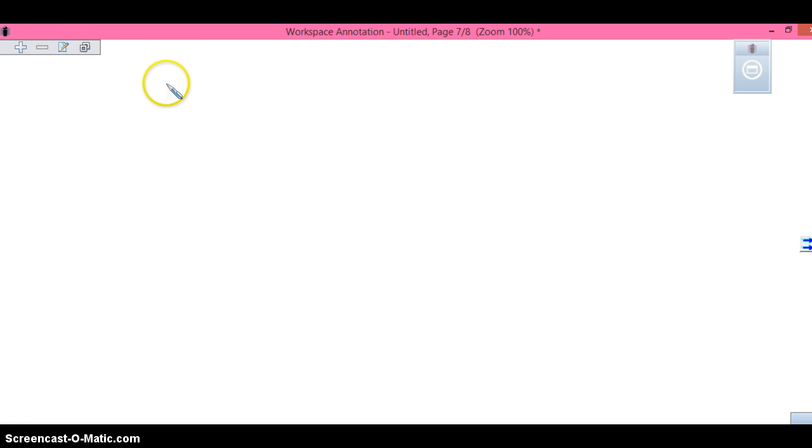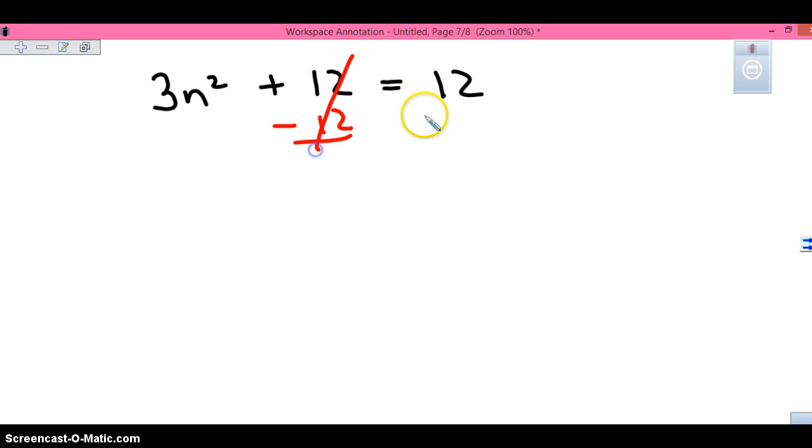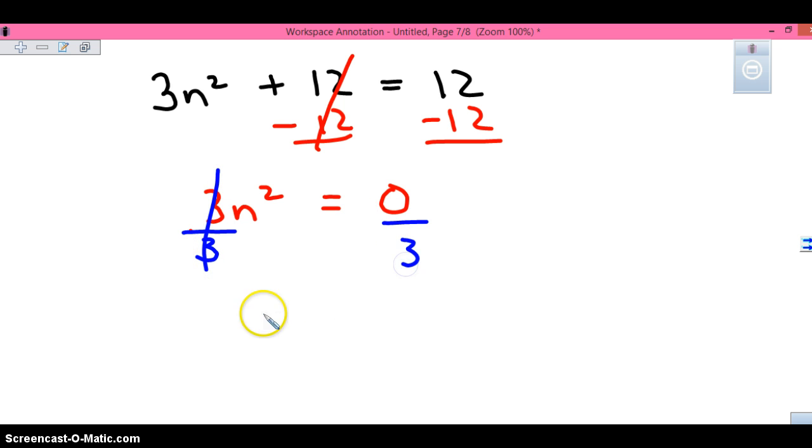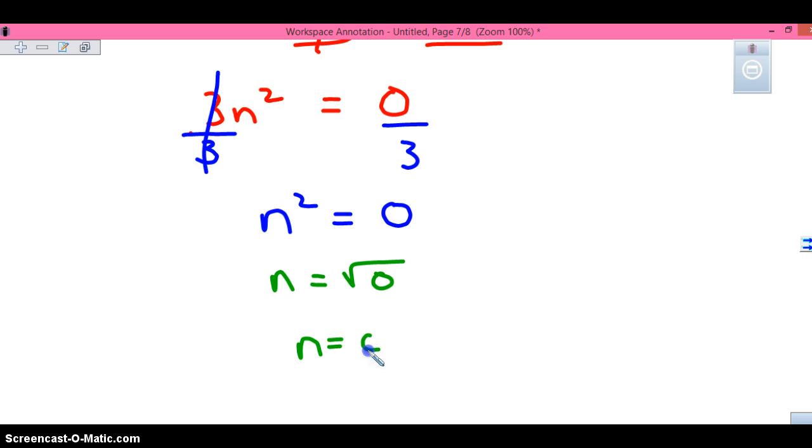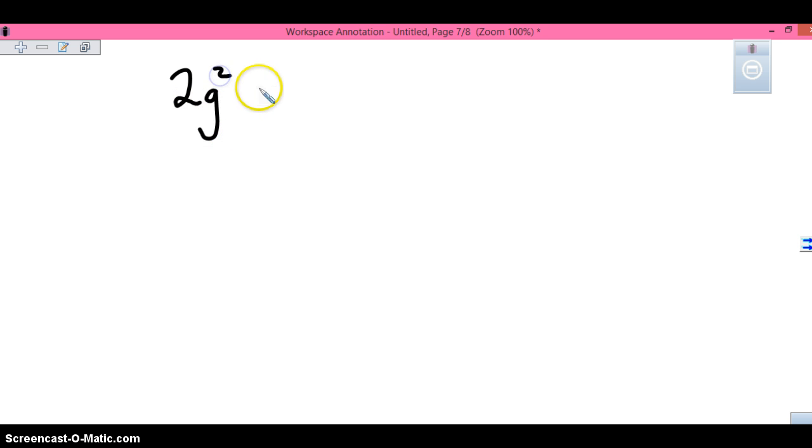So we have to solve 3n squared plus 12 equals 12. So we have to solve using square roots. First we have to subtract 12 from both sides. We're left with 3n squared equals 0. We have to divide by 3 on both sides. n squared equals 0. And what is the square root of 0? So how many solutions here? There is one solution.